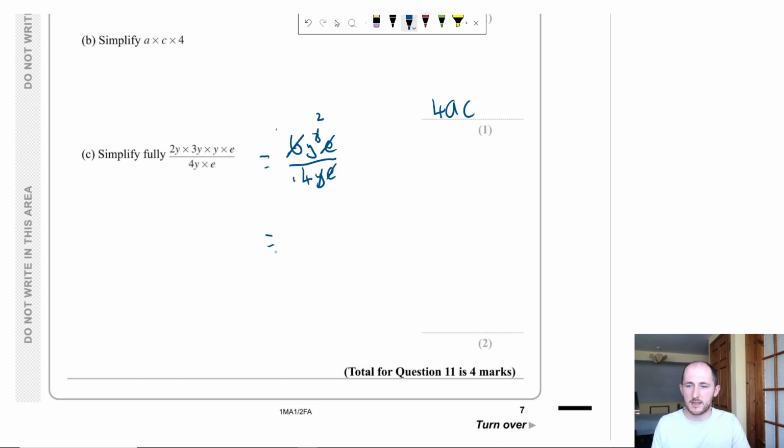So if I divide that by 2, we get 3. Divide that by 2, we get 2. So here we have 3y squared over 2 as our final answer.